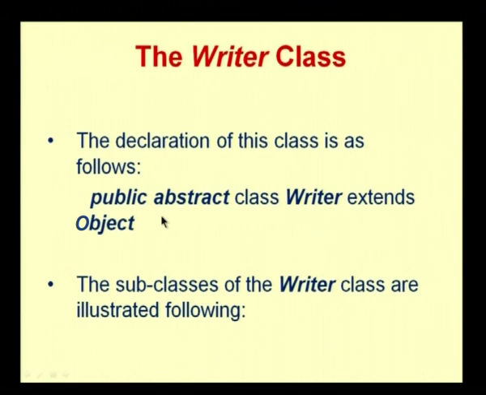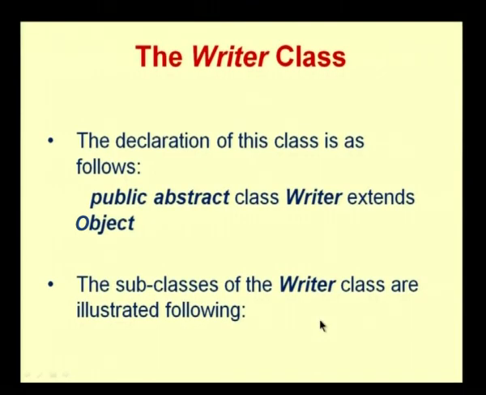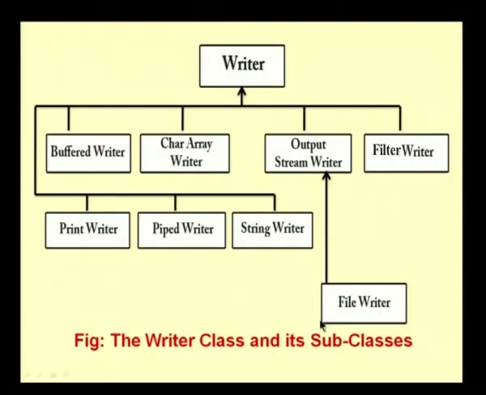We have already seen what an Object is. Object is the base class of all the classes created in Java. Again, Writer is a class available in Java, hence it is also a derived class of Object. The subclasses of the Writer class are as given below.